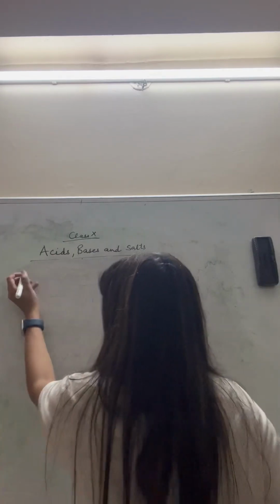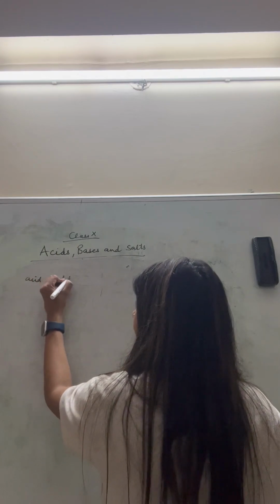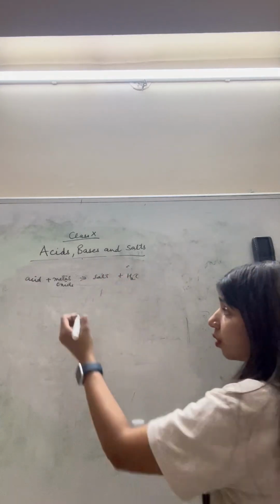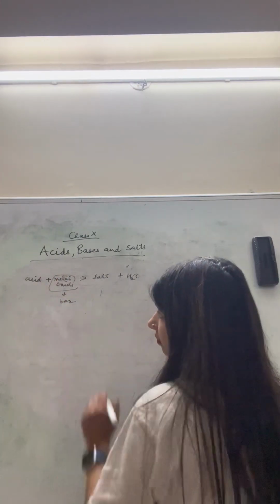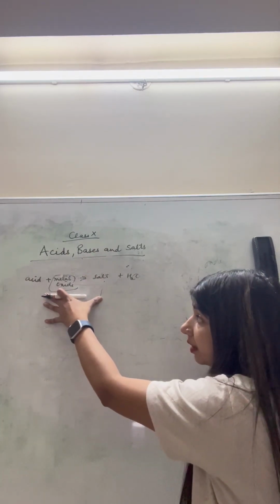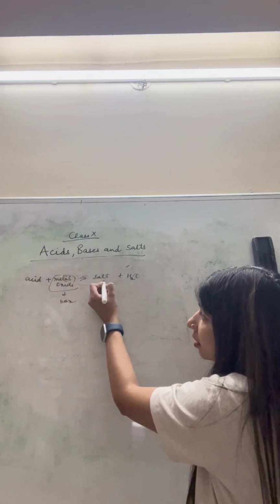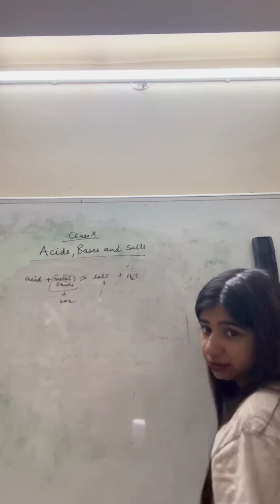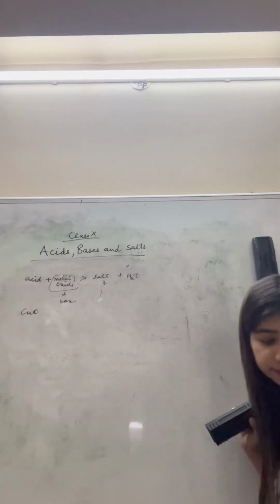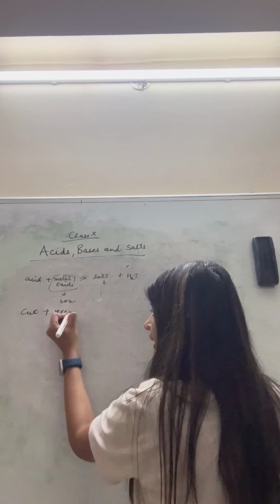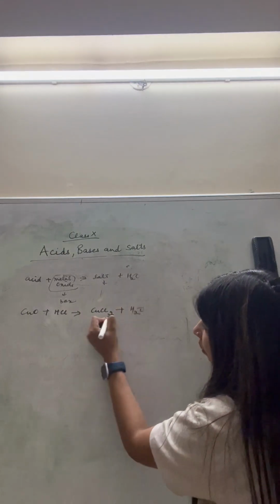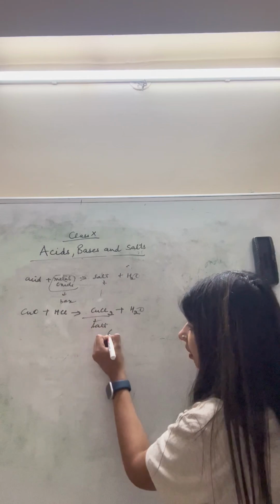If we react an acid and a metal oxide together, we will see that a salt is produced and water is also produced, because the metal oxide is a base. This reaction is also an example of a neutralization reaction because you are getting a salt. For example, you take the metal oxide copper oxide and react it with hydrochloric acid, you see that copper chloride gets formed. Copper chloride is a salt which is green in color.